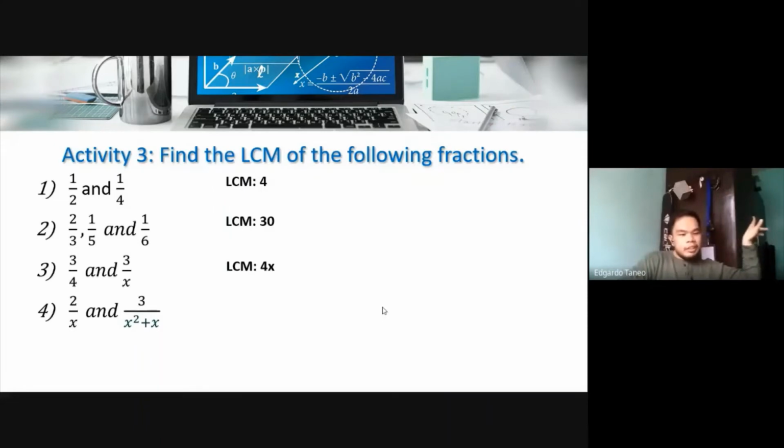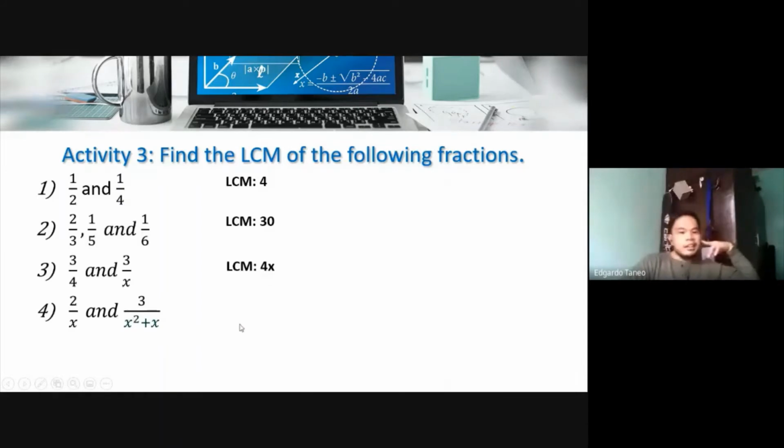x squared, tapos x, may kulang doon sa x squared and x. What is missing from x squared and x? 2x, other answer. Okay, other answer. Last guess. What do you think is the LCD of x and x squared plus x?